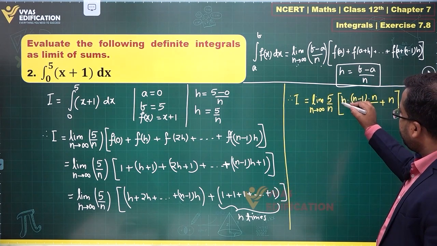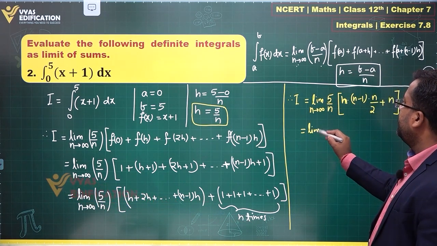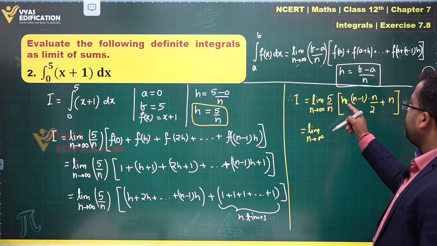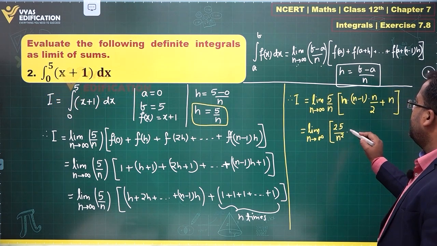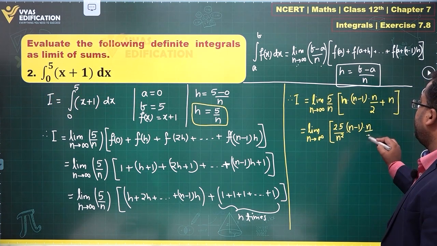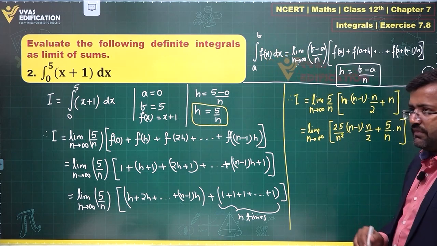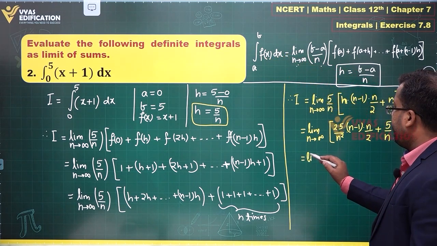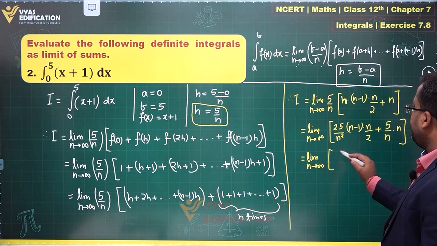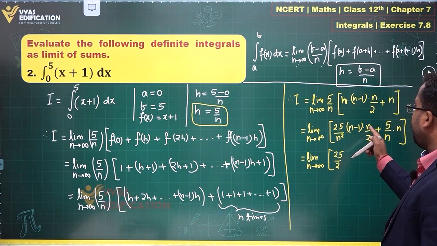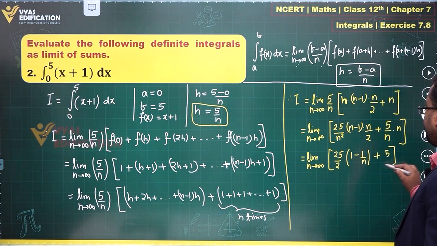Now I can replace this h by 5 by n over here. This becomes limit n tends to infinity of 5 by n times 5 by n in the bracket. This 5 by n will go over here: 25 upon n squared times (n minus 1) times n by 2, plus 5 by n times n is what I'll have. And this can be simplified further by applying the limit. This will be 25 by 2, n squared and n will get cancelled. What will remain is (n minus 1) upon n, which is 1 minus 1 upon n, plus 5 over here.